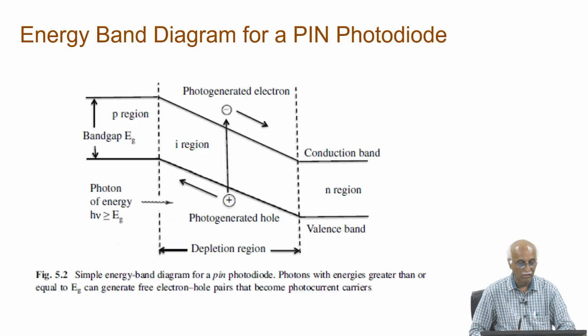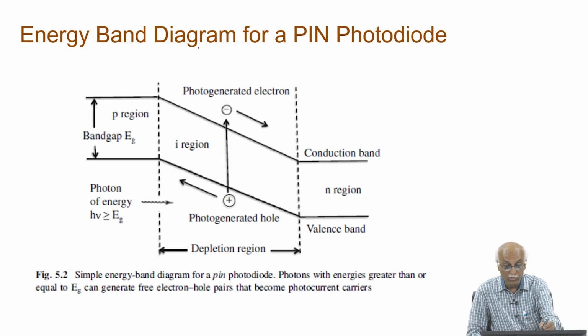What is there? As I told you, when photons come and interact in this depletion region with the electron hole pair, the electron holes will get dissociated, electrons will move towards the conduction band, holes will move towards the p type, and basically you will see the current flowing.